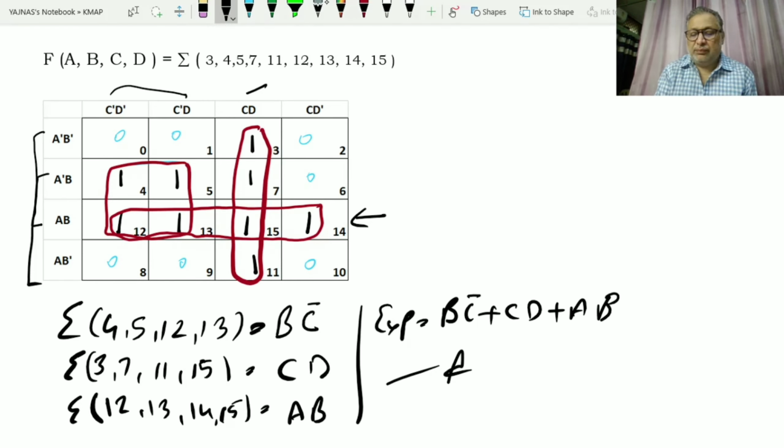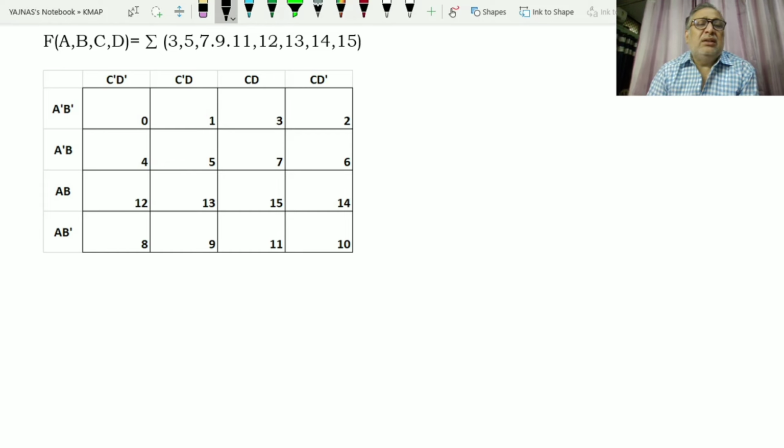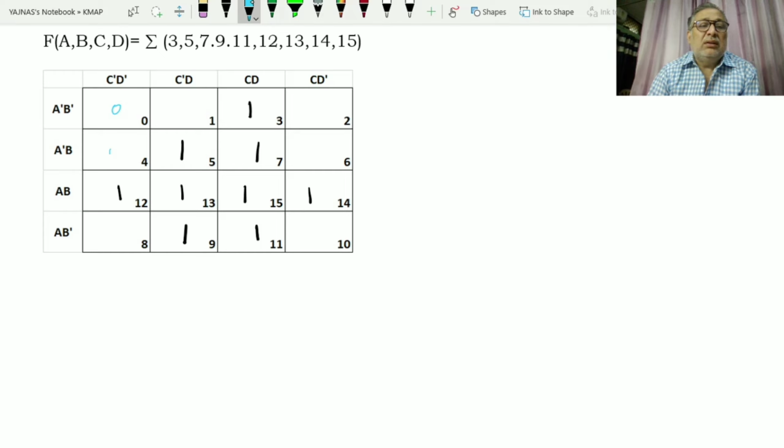Fine. So the next question. Yes, sir, it's done. F(A,B,C,D) equal to sigma 3, 5, 7, 9, 11, 12, 13, 14, 15. Then the rest places 0 is there.